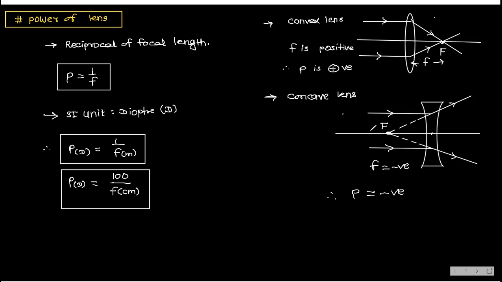Even in the case of a mirror, you have to see first the focal length. If focal length is positive, power is positive. If focal length is negative, then power is also negative. Okay, understood? Any doubt? Clear? Note down all this.